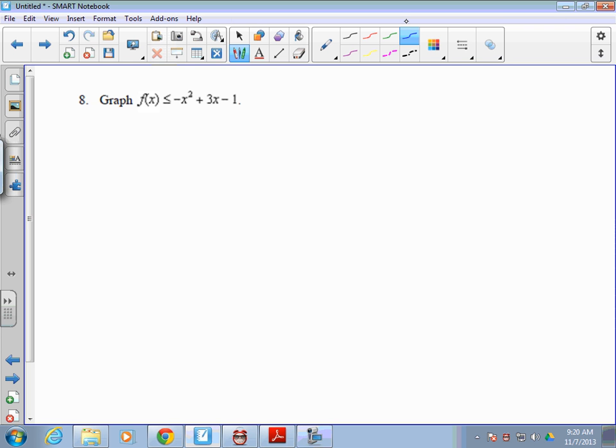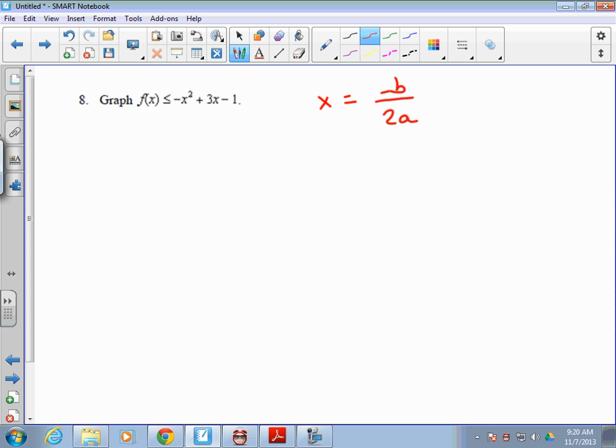Number 8 says y is less than or equal to negative x squared plus 3x minus 1. Okay, so you want to graph this one, or put it in a way that you can see it. We know that x equals negative b over 2a, just like the ones we did a little while ago. Or you can move it, since this one has a negative value. Let's go ahead and leave it alone.